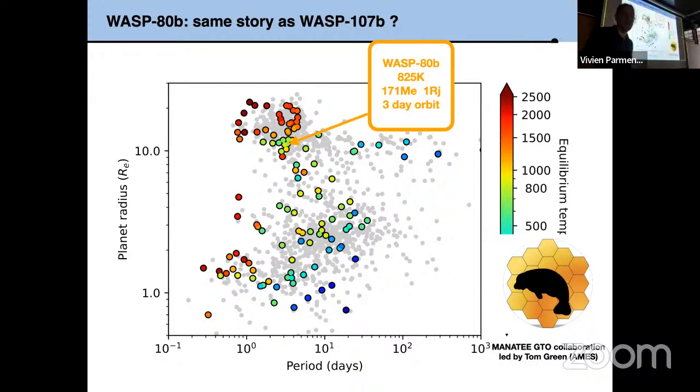Okay, let's go to another one. What's ATB? That looks very similar because it's also 1 Jupiter radius. It's also around 800K. It's 171 Earth masses, so it's much more massive than the other ones. It's more like a Saturn mass planet. And so, we can argue is that the same story.